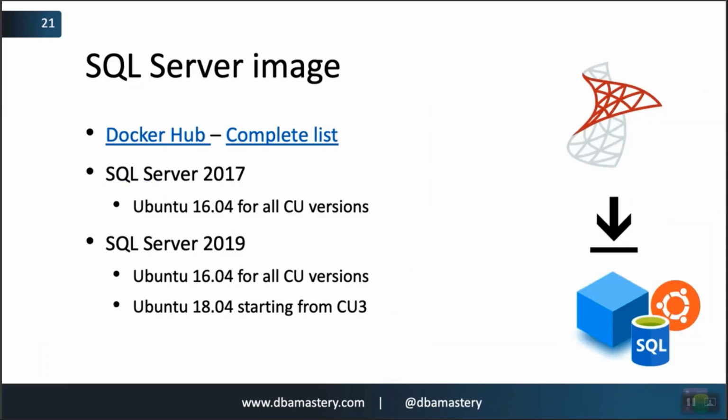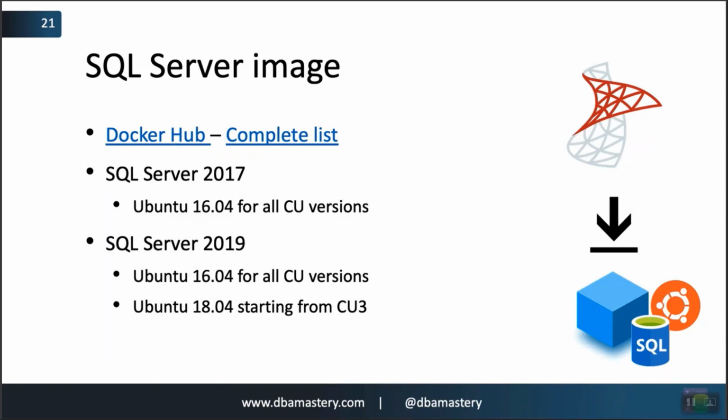And speaking about SQL Server containers, or Docker, we have to talk about the SQL Server container image. This image is available for us in Docker Hub. You can take a look at the link here and you will get the complete list. But pretty much we can find two versions of SQL Server. SQL Server 2017, starting from Ubuntu 16.04 for all CU versions. CU stands for Cumulative Update, and it's just a version of a patch.